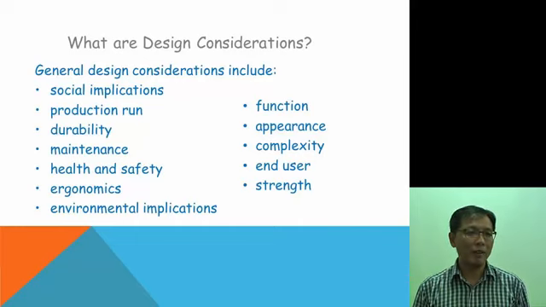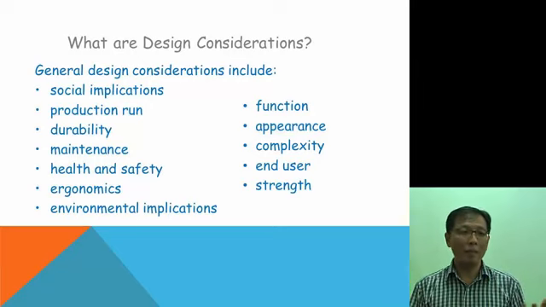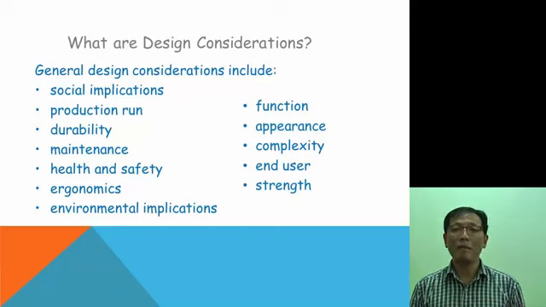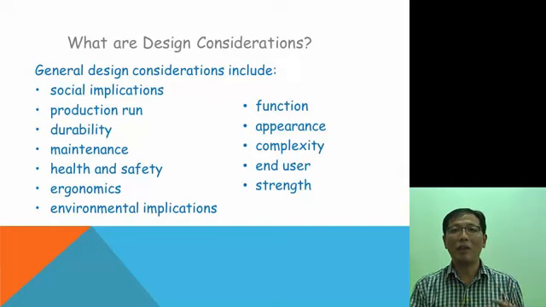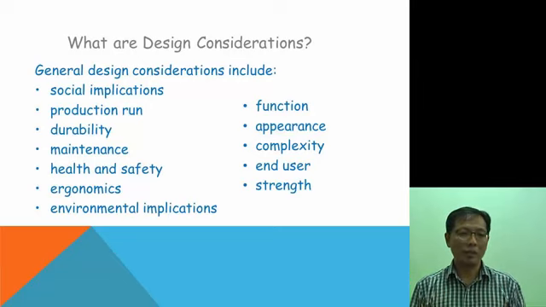it's environmentally friendly. The production run, whether you're making one piece, many pieces, or a few million pieces, will have implications on your design. Durability, maintenance, health and safety, ergonomics, environmental implications. Right? These are things that you will consider. If I want something to be very strong, very durable, it's designed differently from a plastic bag that's only used once. Okay? Any maintenance issue? Okay, so you think about it.